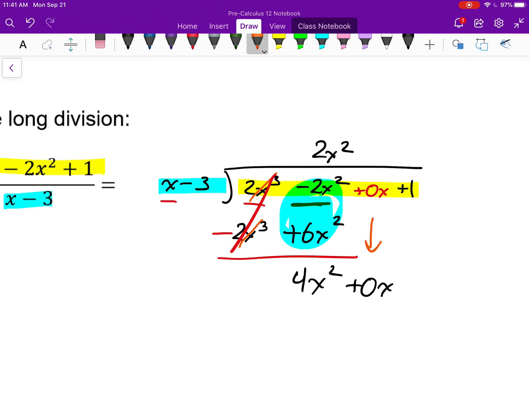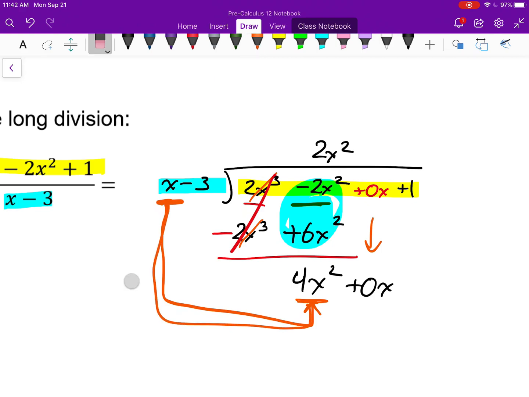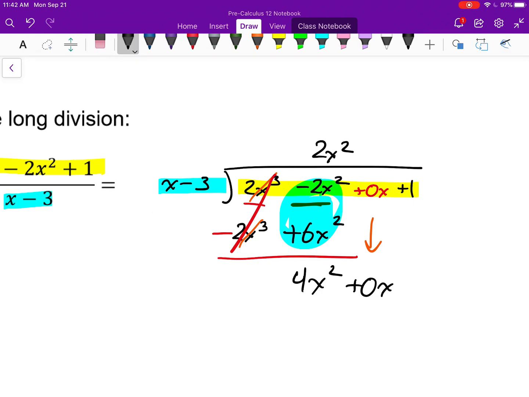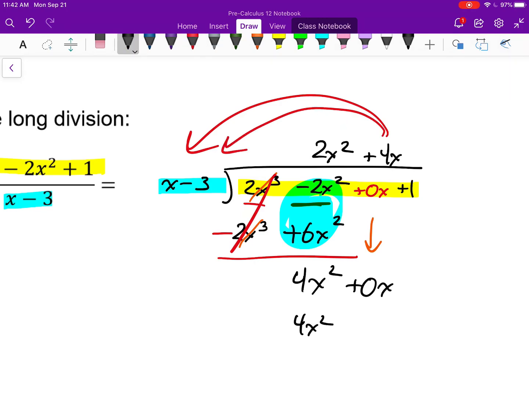And then I repeat the algorithm, now paying attention down here. So I now got to think, x times what equals 4x squared? Or 4x squared divided by x equals what? It's the same thing. I'll go with, x times what equals 4x squared? x times 4x equals 4x squared. So I put that above my x column. Go back and multiply. 4x times x is 4x squared. 4x times negative 3 is negative 12x. And now I subtract these.